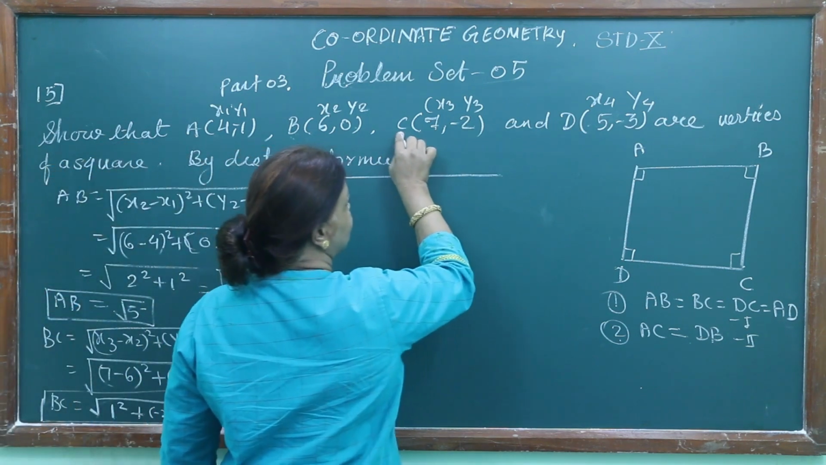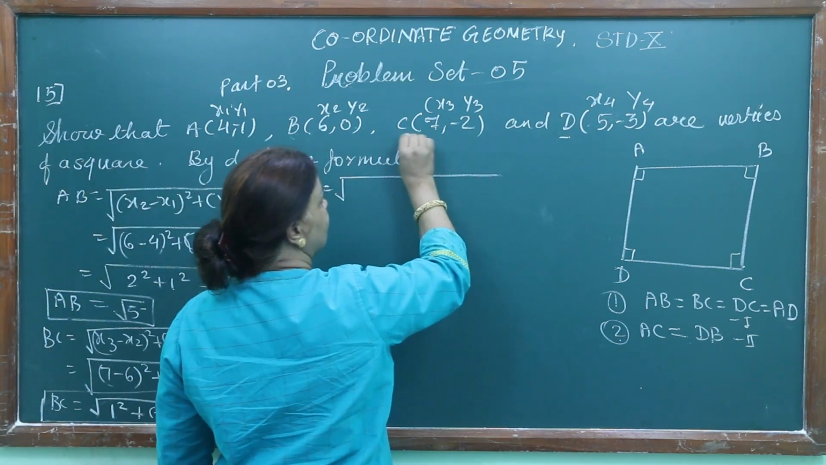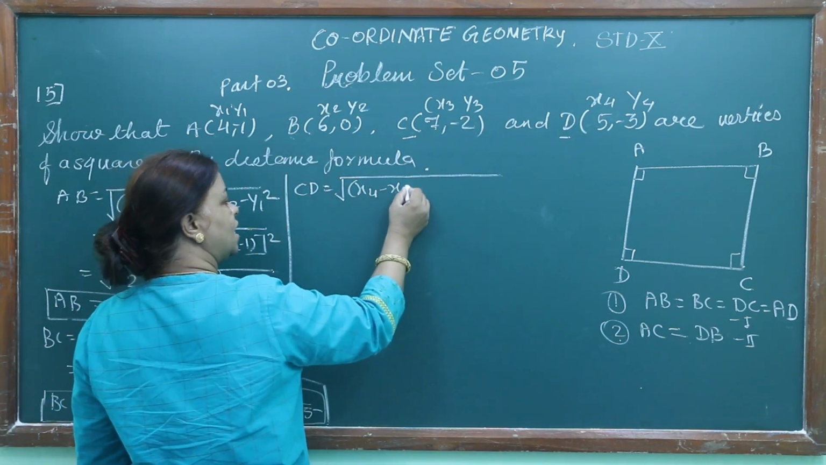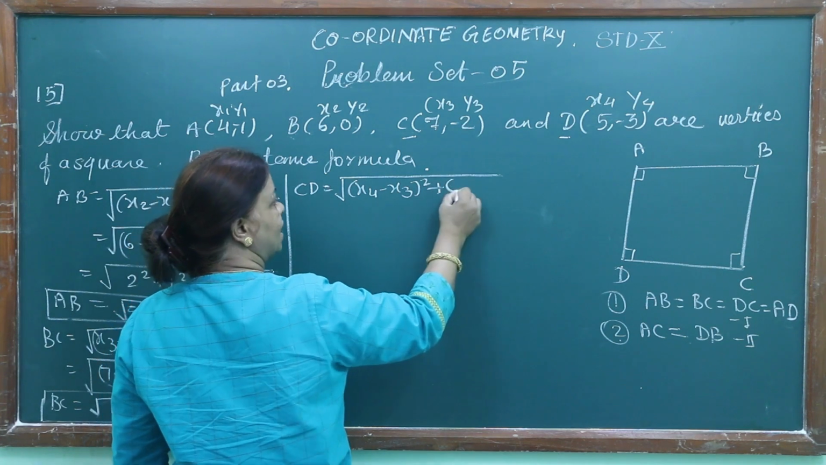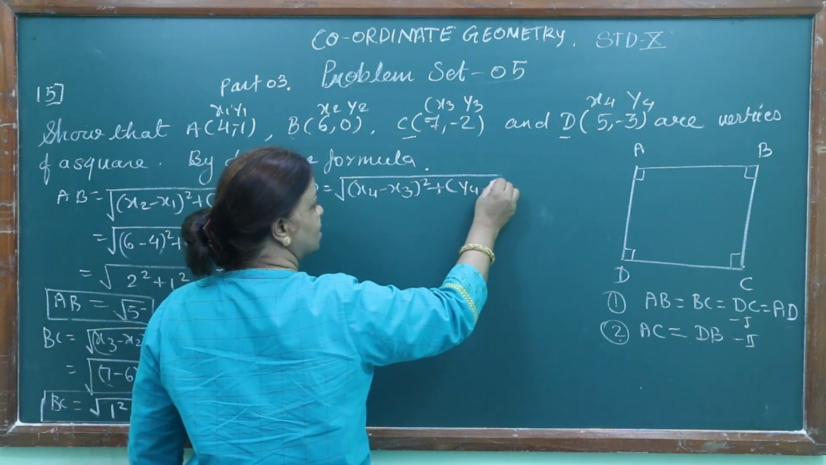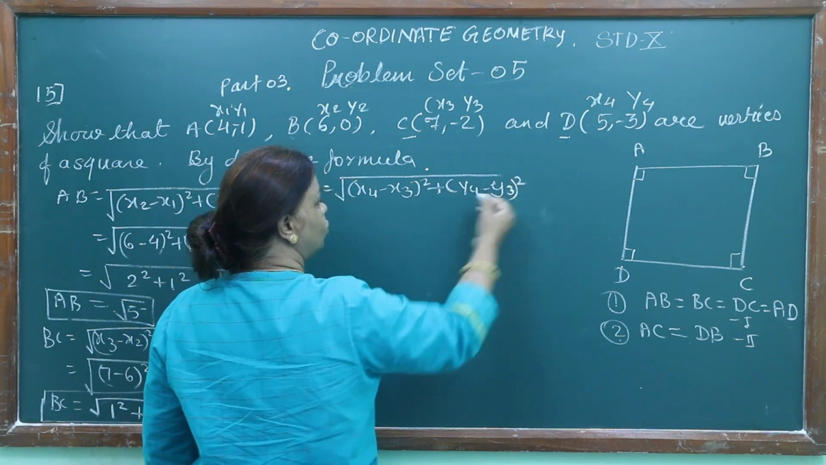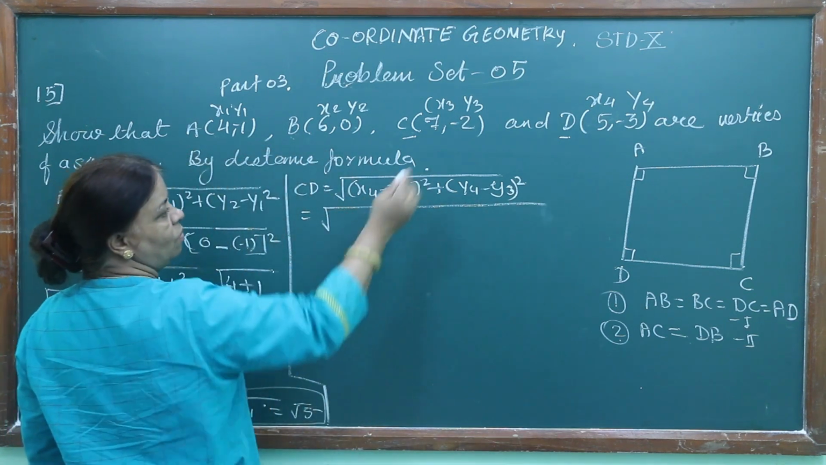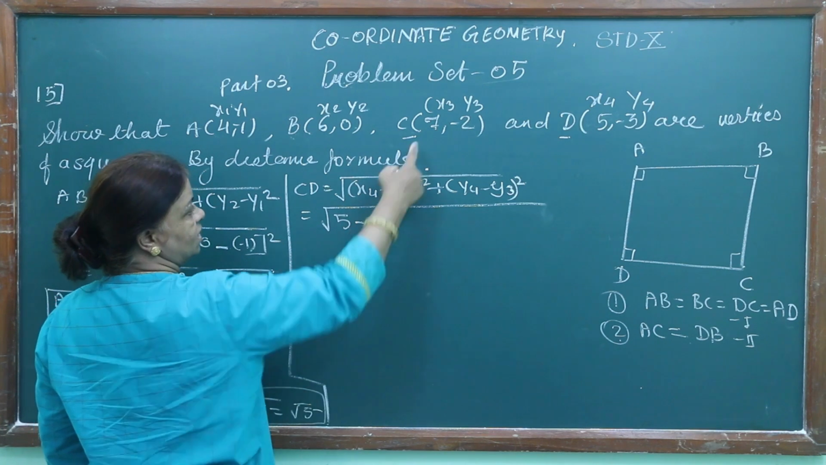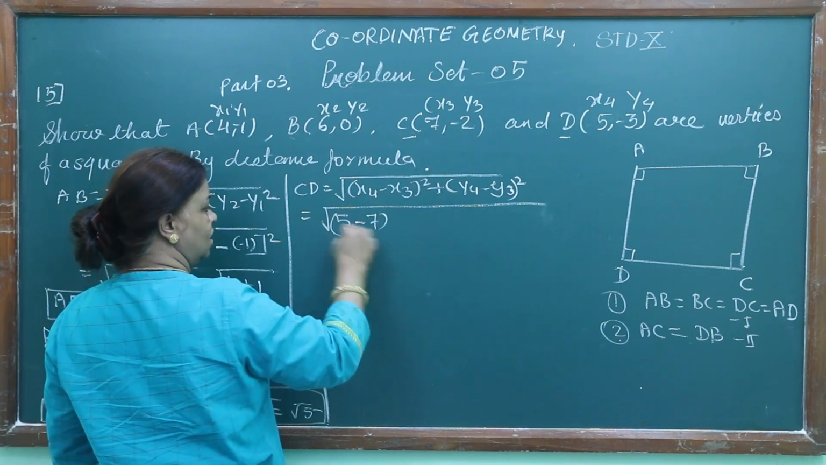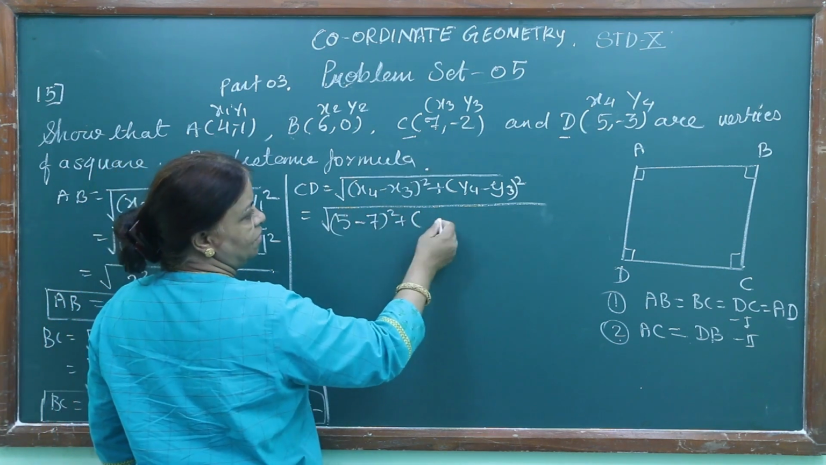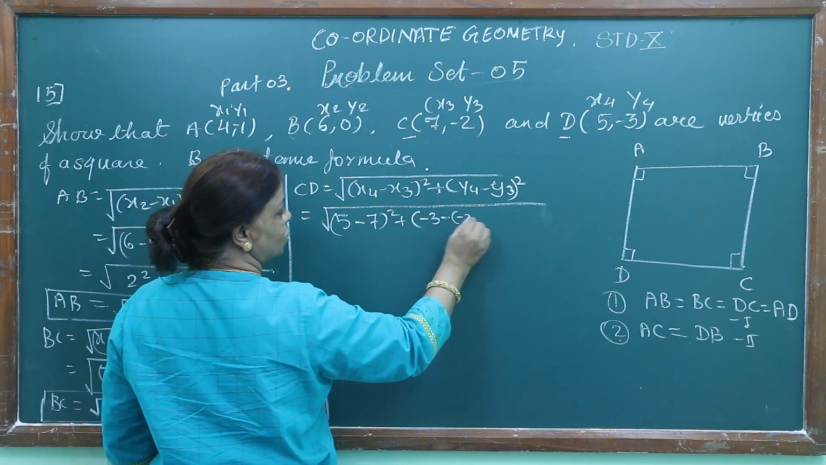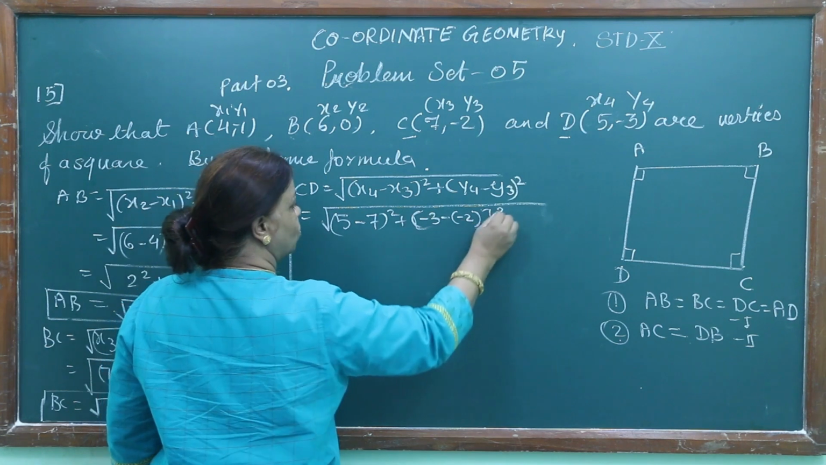CD means distance between C and D. So under the root, x4 minus x3 the whole square plus y4 minus y3 the whole square. Place the values, children. x4, how much is x4? 5 minus x3, 7, the whole square plus y4 is what? Minus 3, minus y3 is minus 2, the whole square.